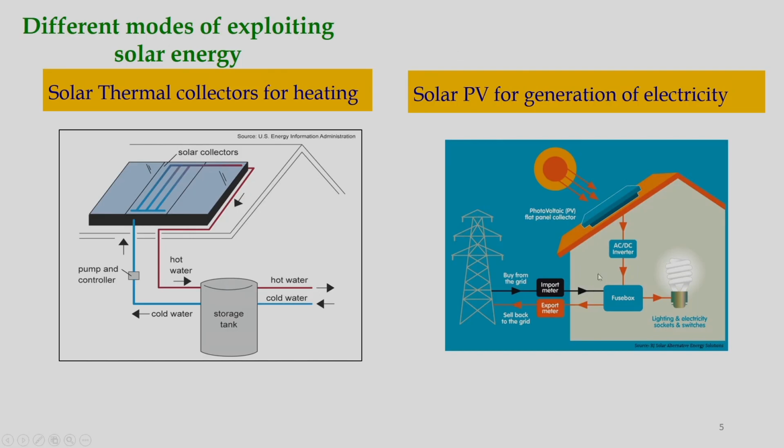The other part of the slide shows solar PV for generation of electricity. Solar radiation falls on this PV collector, and the energy we get from the PV module is DC, which has to be converted to alternating current by using an inverter. Then finally we can decide whether to use it or give it to the grid.